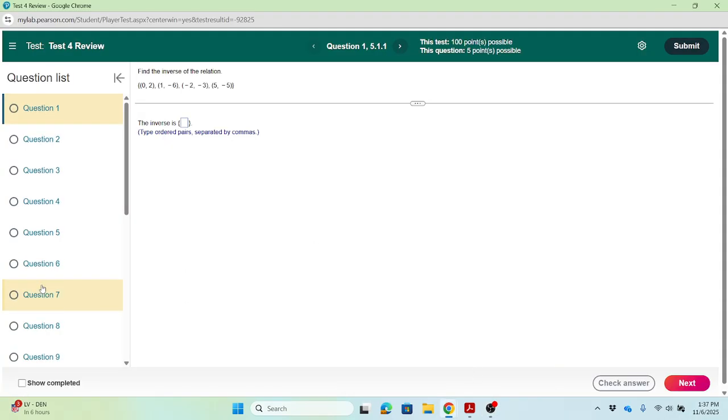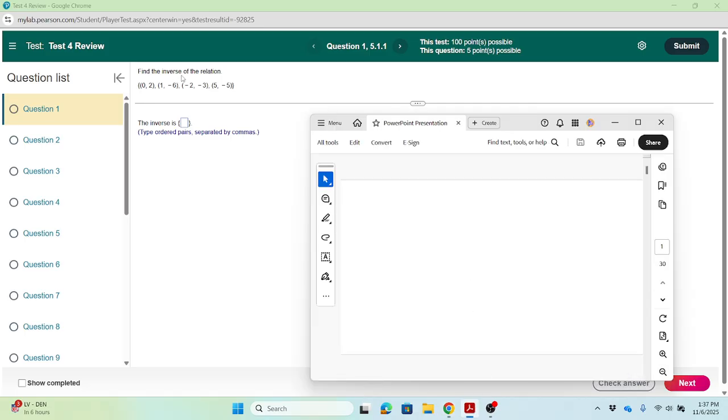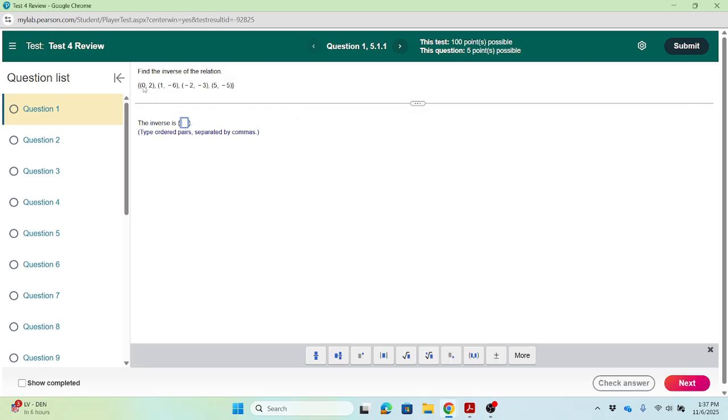Test for review. There are 20 questions. I will do non-repeated type of questions only here. The first question is find the inverse of the relation. Whenever you have a relation, finding the inverse means just switch x and y coordinate of the relation.